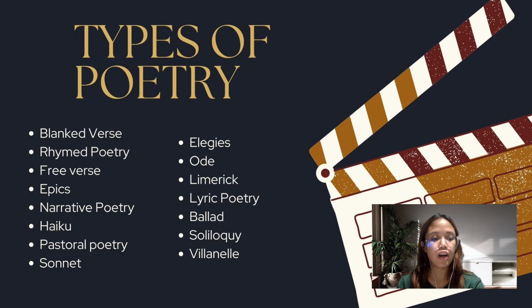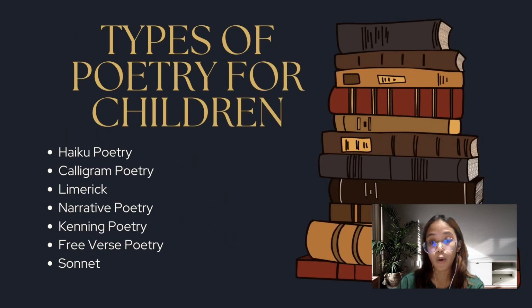But since we are in the child and adolescent literature, we will be focusing more on the types of poetry that are often used in children's poetry. So these are the types of poetry for children. First, we have haiku, calligram, limerick, narrative, kenning, free verse, and sonnet.